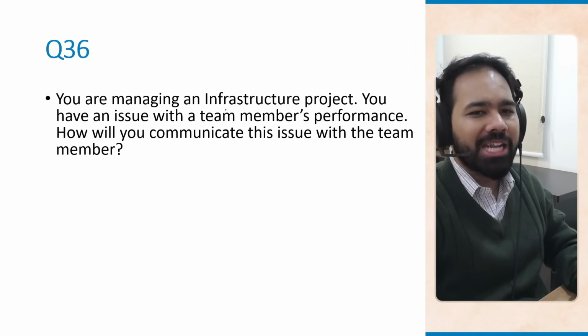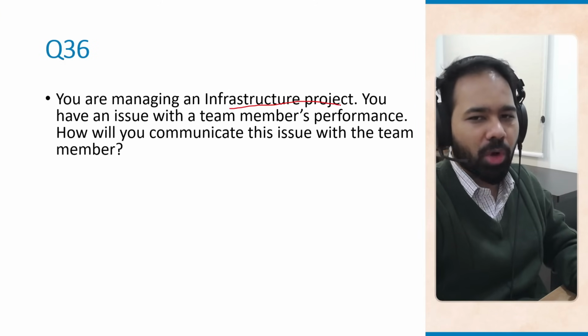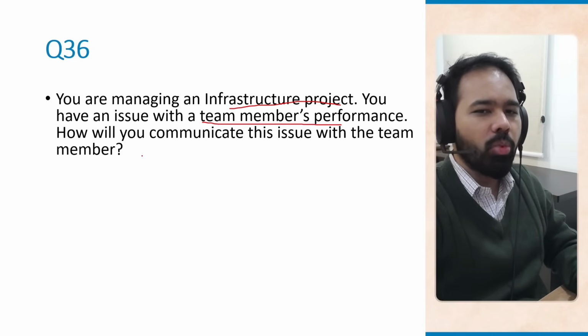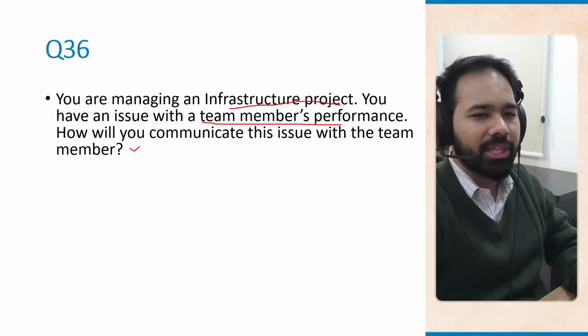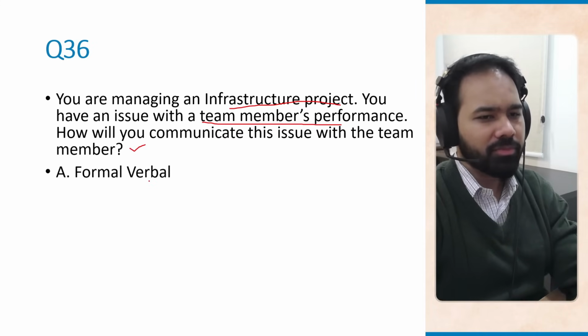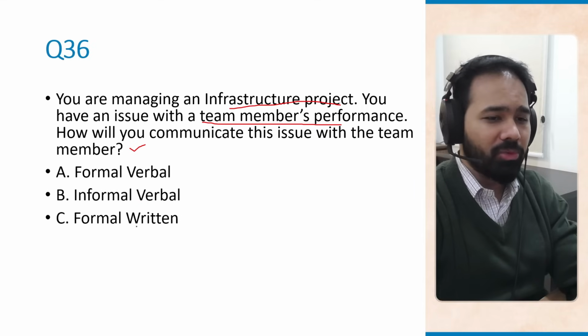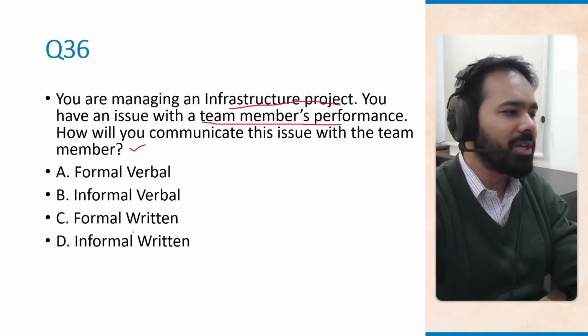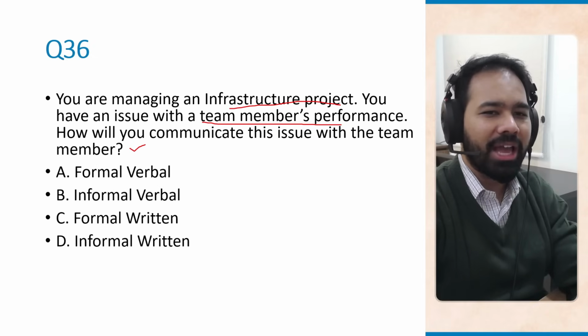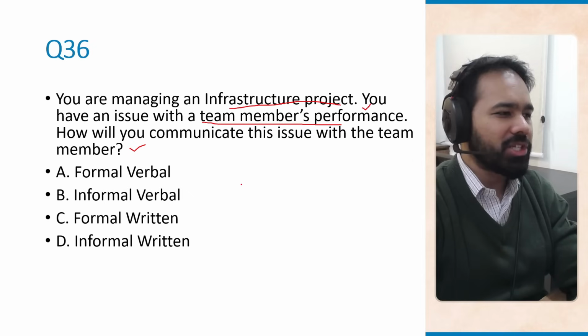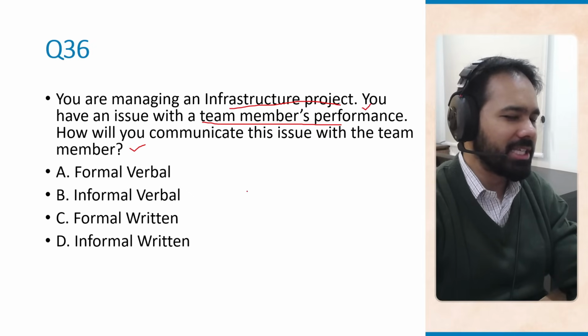Okay, let's talk about question number 36. You are managing an infrastructure project. You have an issue with a team member's performance. How will you communicate this issue with the team member? Formal verbal, informal verbal, formal written, informal written. What do you think, right? You have a performance issue here. As a project manager, how are you going to deal with this scenario?